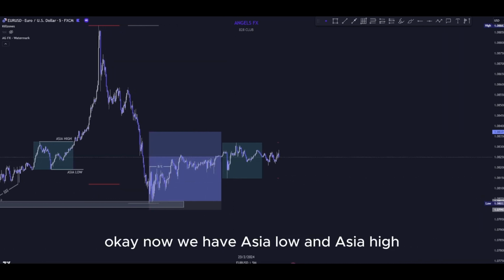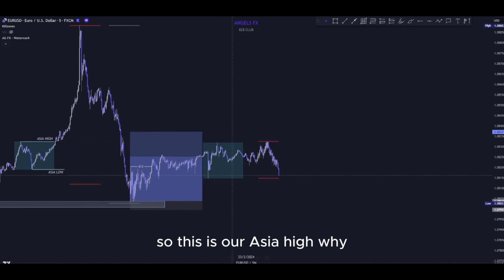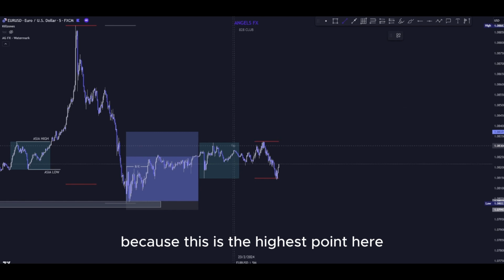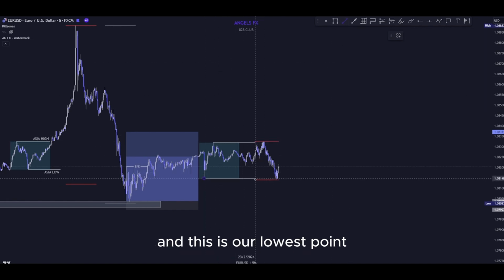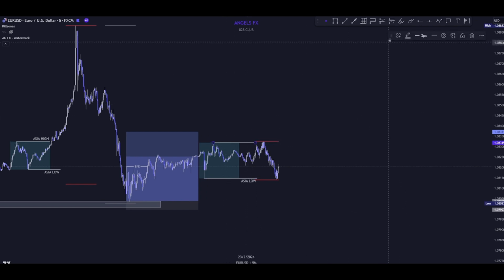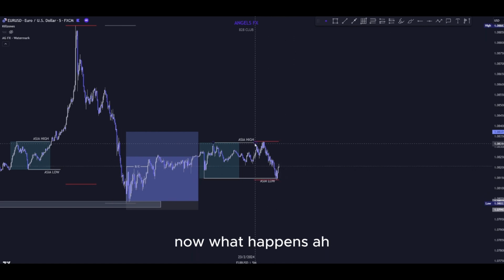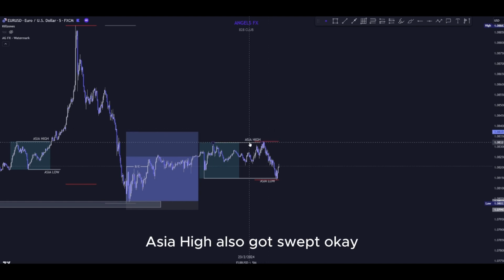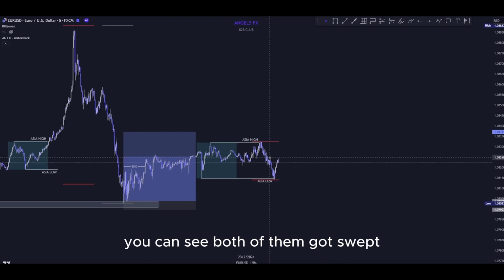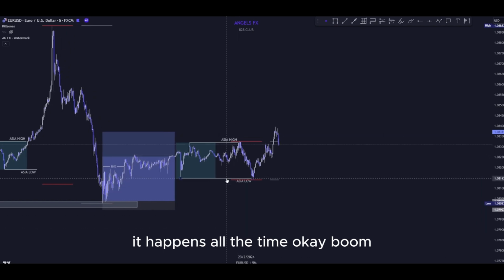Okay, now we have Asia low and Asia high. So this is our Asia high. Why? Because this is the highest point here and this is our lowest point. So this is our Asia low and Asia high. You can see, guys, Asia low got swept and we have instant reaction. Now what happens? Asia high also got swept. Okay, you can see both of them got swept. It happens all the time. Okay, boom.